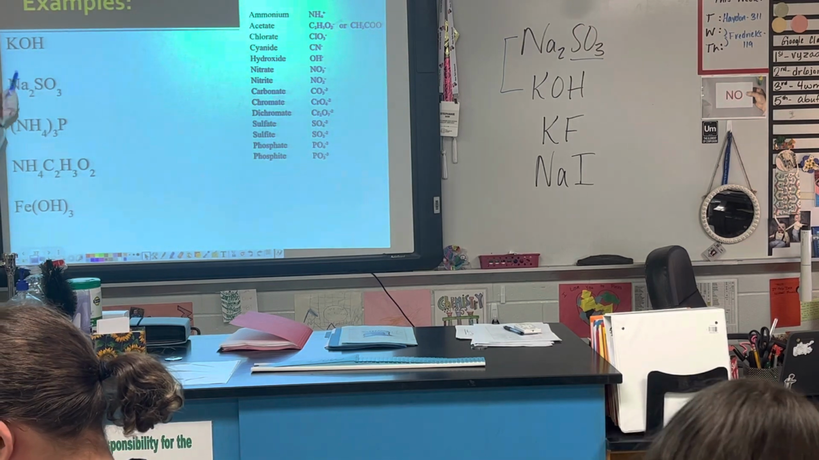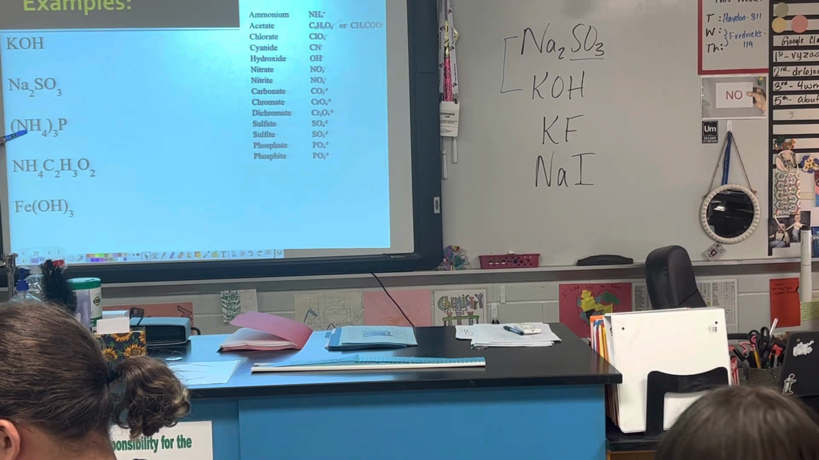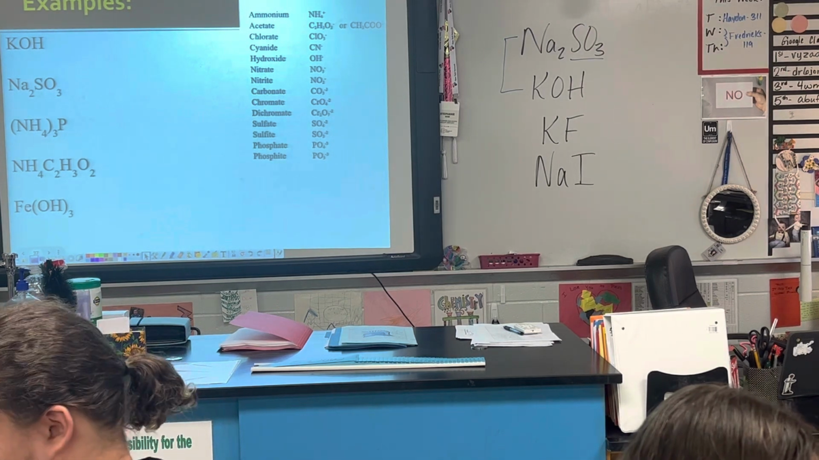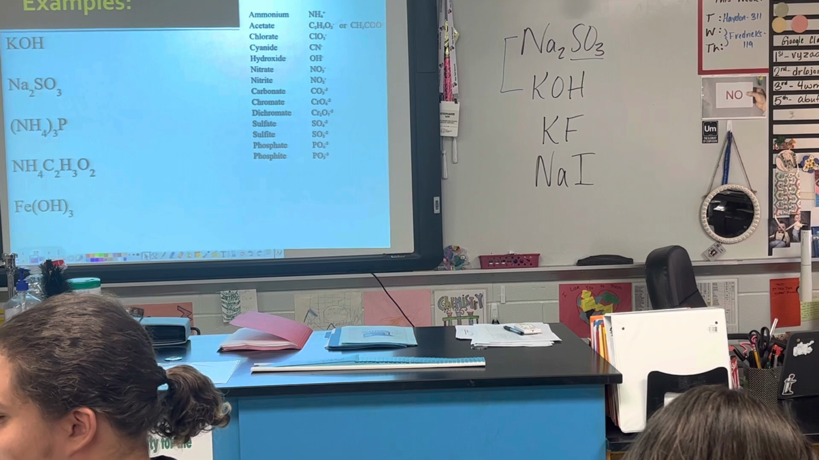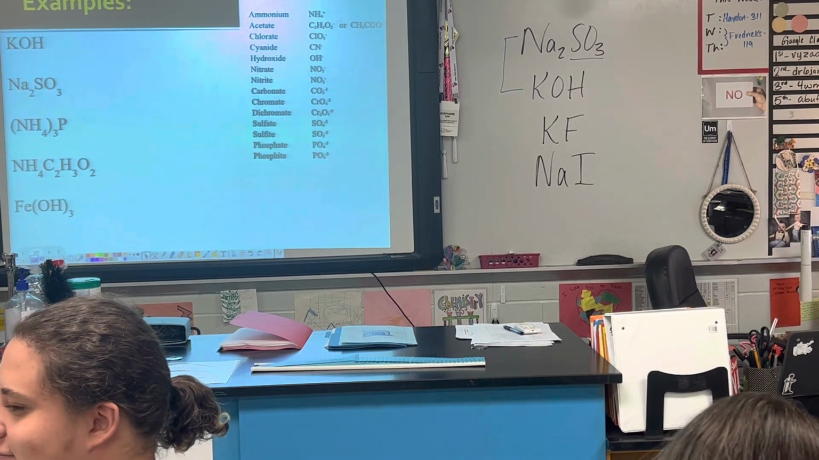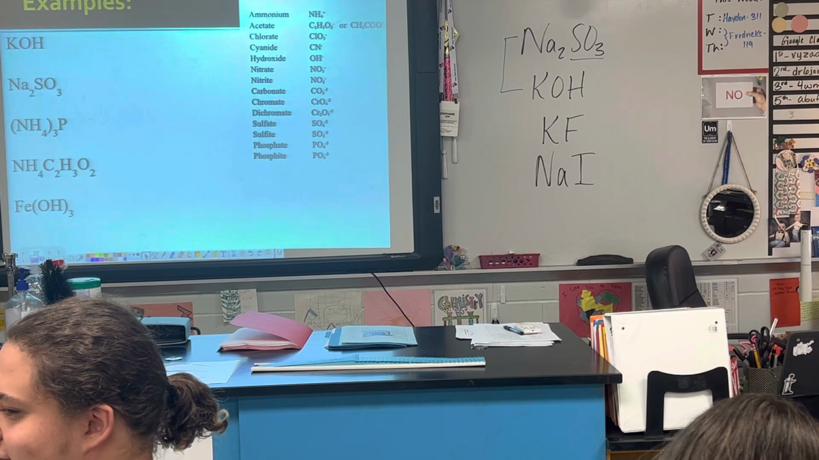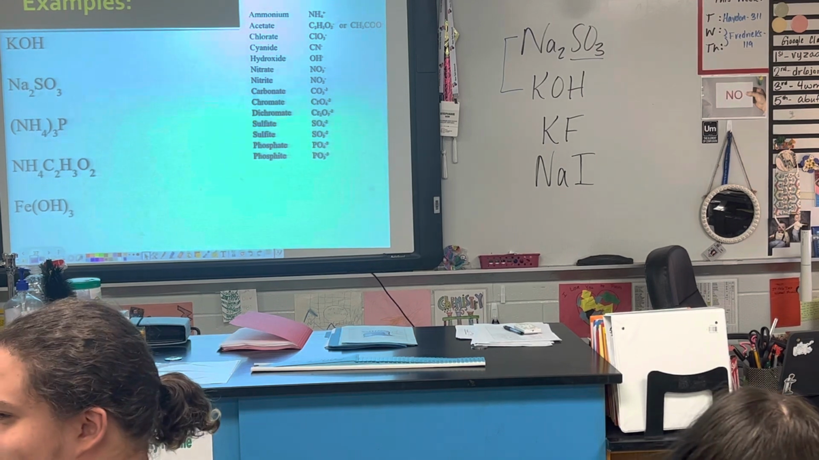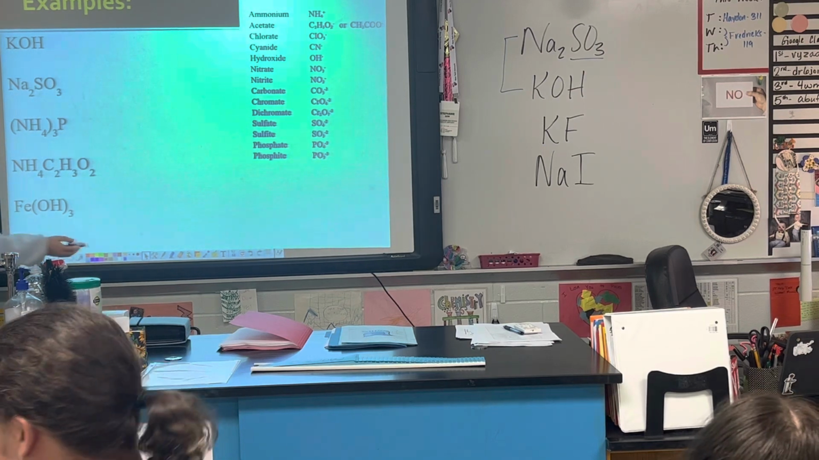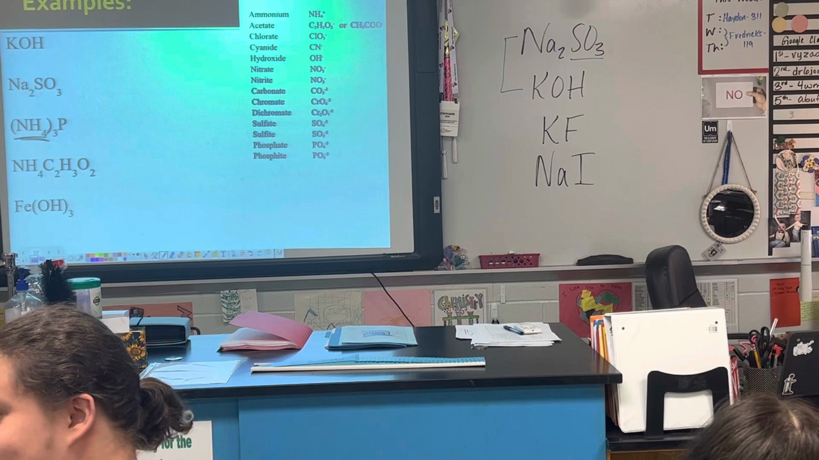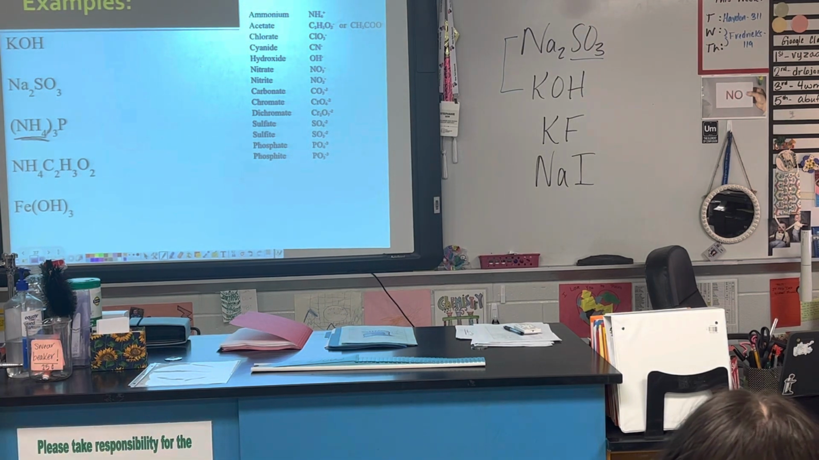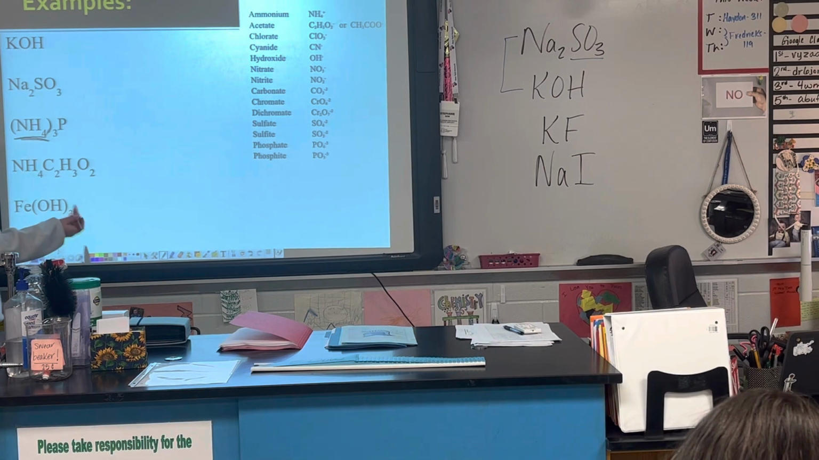Now we already did these first two, so let's go to this third one. (NH4)3P. First, find the polyatomic ion. NH4. It's easy with parentheses, right? Because isn't that the point of parentheses? We put parentheses around polyatomic ions, so when you have parentheses, it's easy to find that polyatomic ion. It's NH4. So identify it. What's NH4? Ammonium.